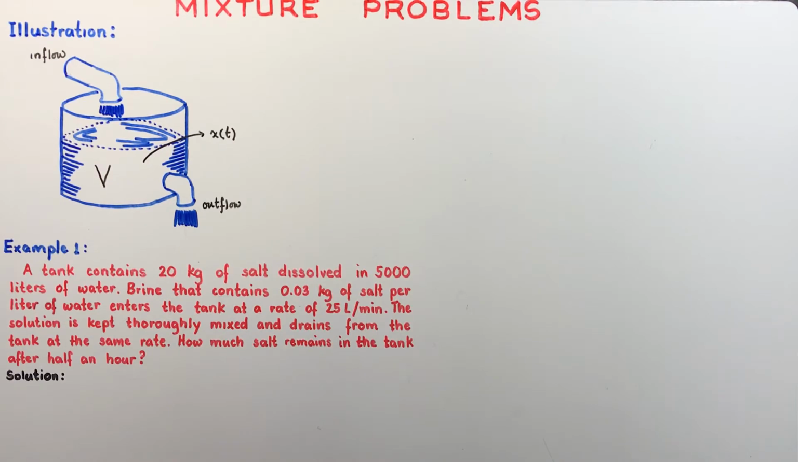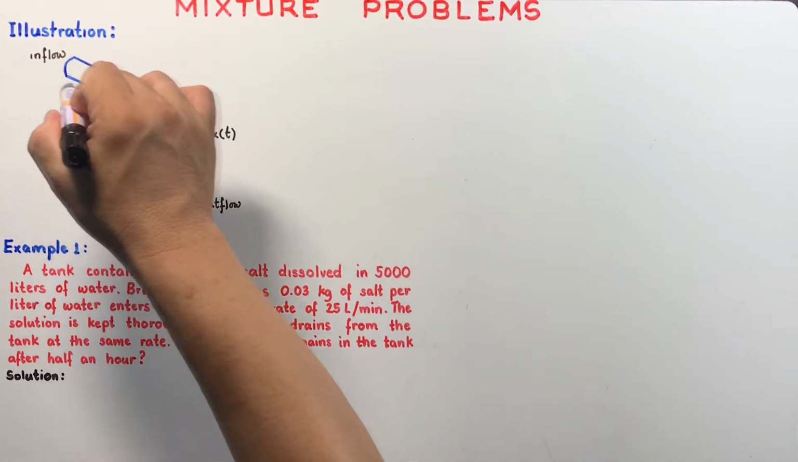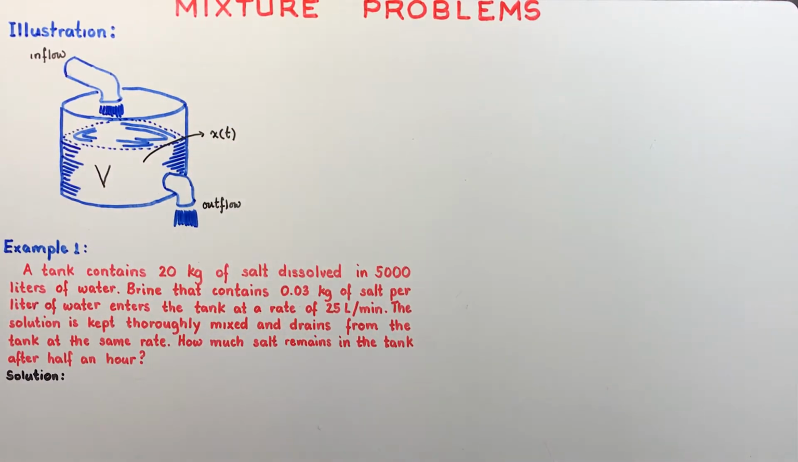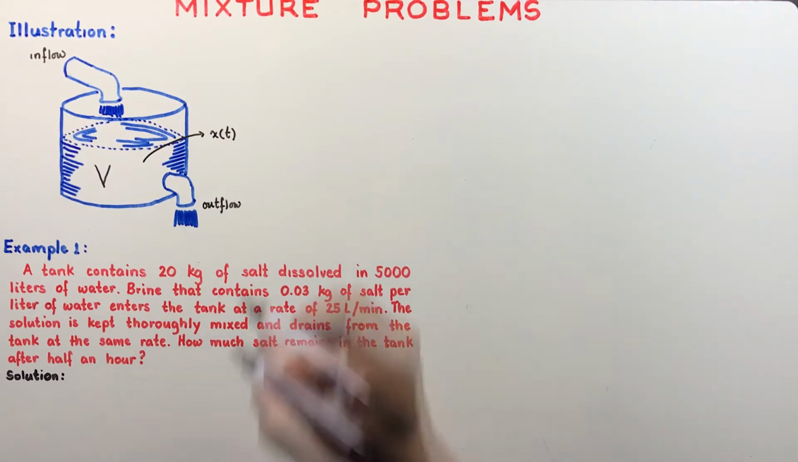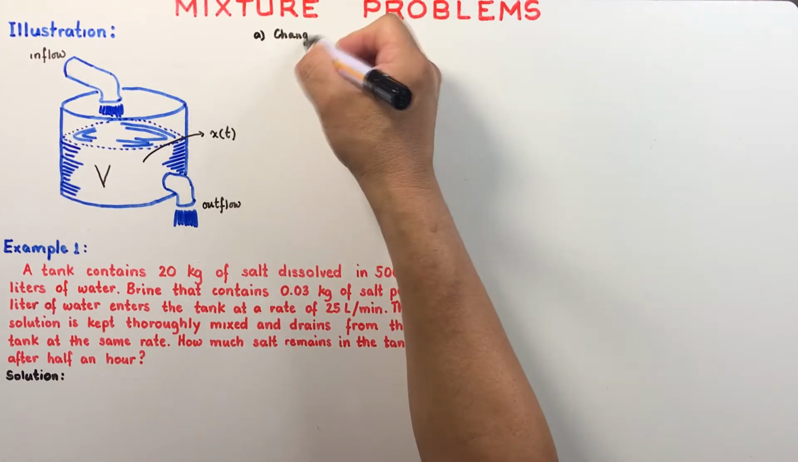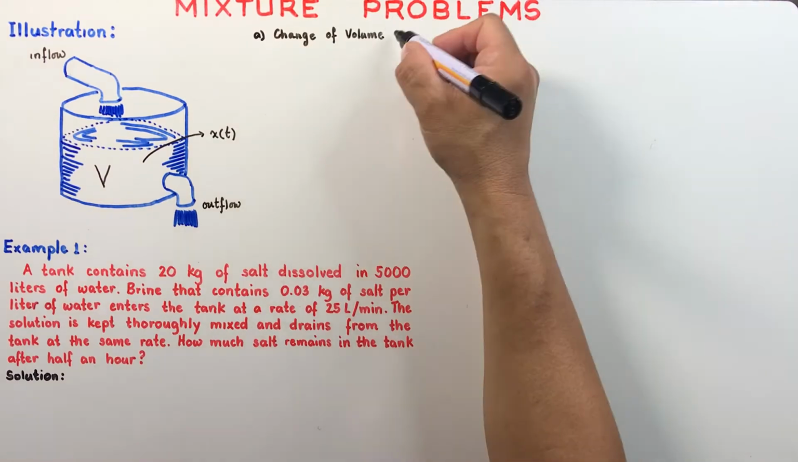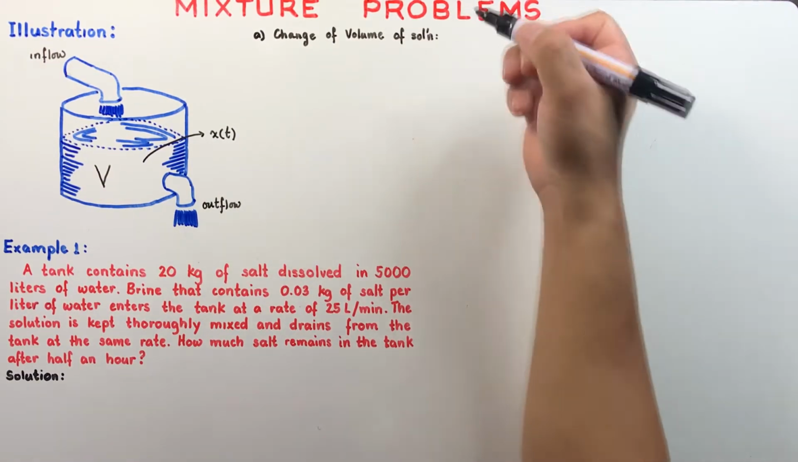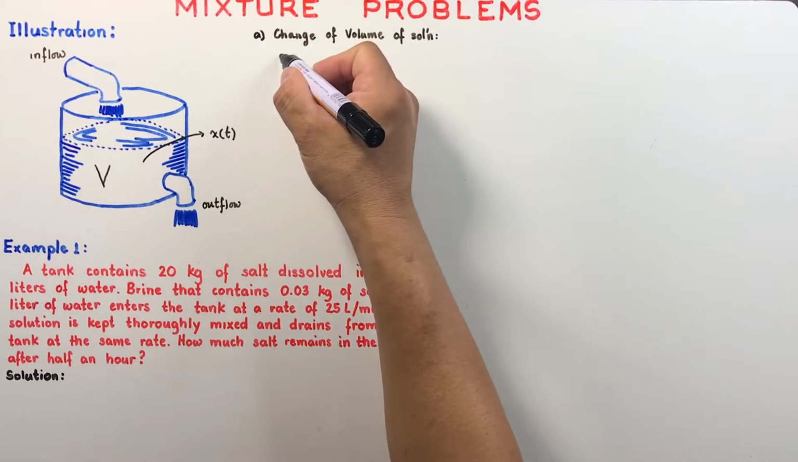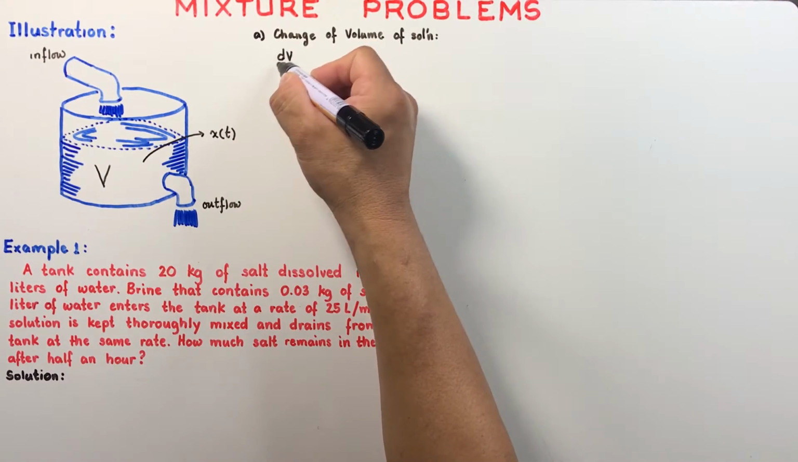Now there are two things that we should consider here. First, the volume is changing inside the tank. Take note that the volume of the content inside the tank is constant when the rate of inflow of another solution is equal to the rate of outflow of the mixture of solution escaping from the tank. So here, let us consider first the change of the volume of the solution inside the tank. And this can be represented using calculus as dV/dt.